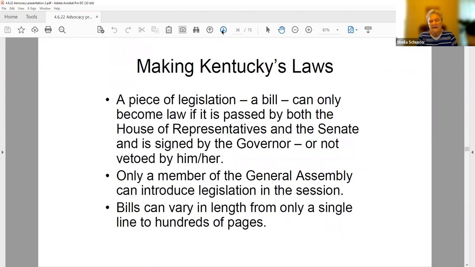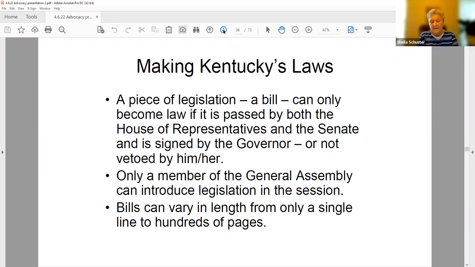So a bill can only become law if it's passed by both the House and the Senate. So remember your civics lesson. And it needs to either be signed by the governor or not vetoed by the governor. Only a member of the General Assembly can introduce legislation. I love it when people say, well, I passed House Bill whatever, and they're an advocate or so forth. Actually, none of us passed those. We might have worked to get it into language for a bill, and we may have helped move it along the process.